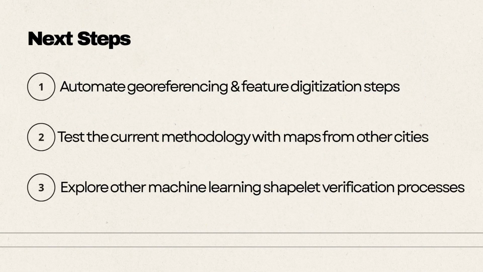Looking ahead, we want to automate the georeferencing and feature digitization steps using computer vision, which would make the front end of our pipeline fully hands free. We also plan to test our methodology on maps from other cities and explore other machine learning shapelet approaches to push verification accuracy even further.